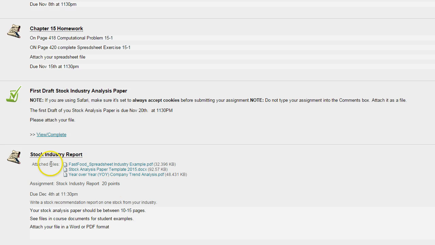Now, look to the stock industry report for instructions of how to construct your paper. So in here, I'm asking you to write one stock recommendation report from one company in your industry. And your stock analysis paper should be between 10 to 15 pages, not including your financial statements and your spreadsheets that you've created. Just 10 to 15 pages of analysis.